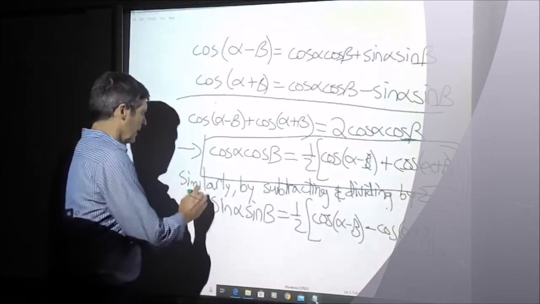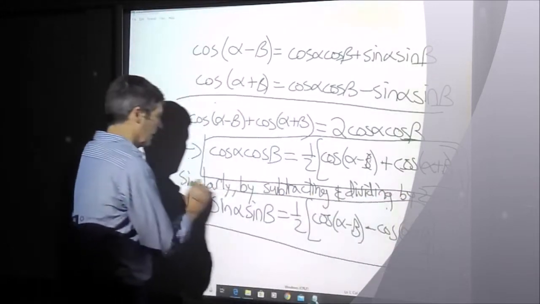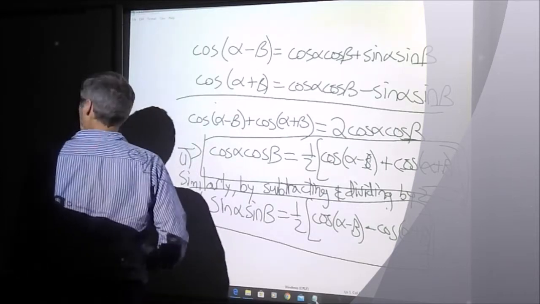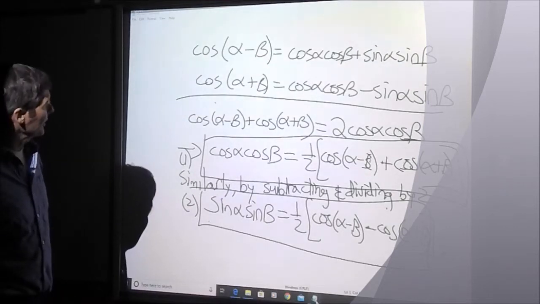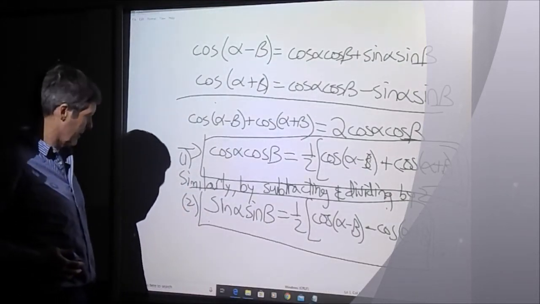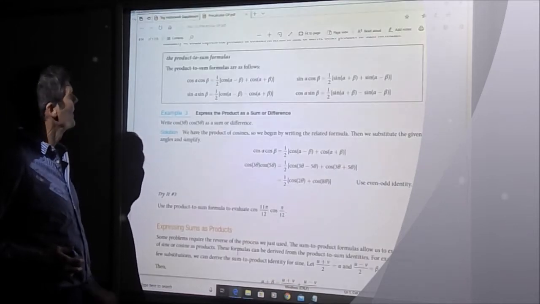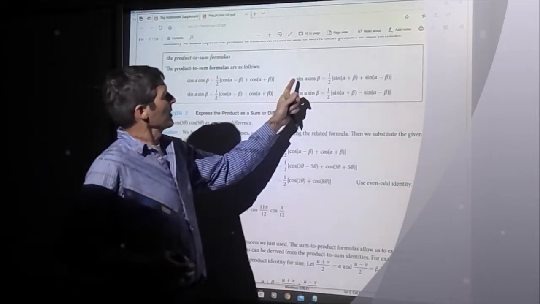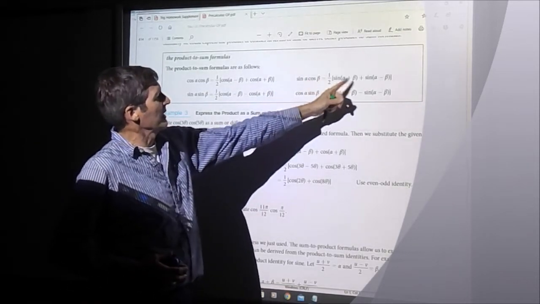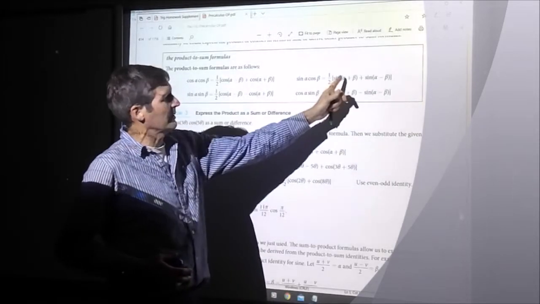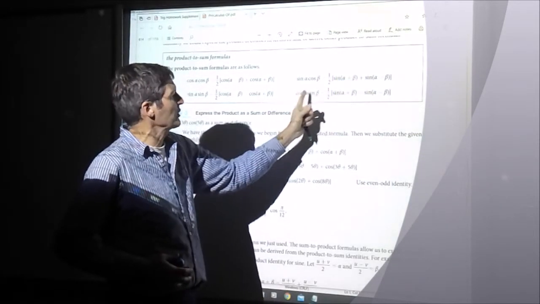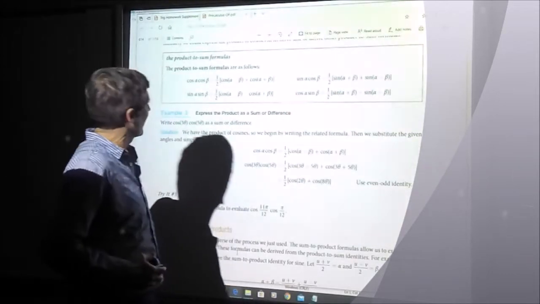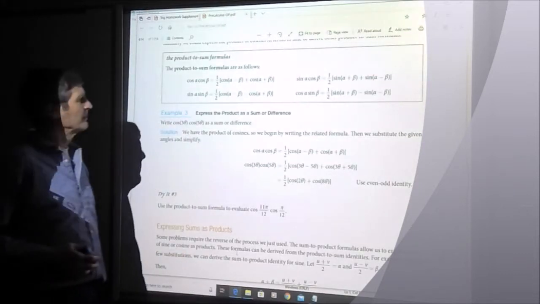This is another product to sum formula. So you got 1, 2, and then there's one more. Let me bring up the book's rendition of it. That's enough proofs for the moment. So these are the 2 we did. Similarly, sine alpha cosine beta is 1/2 sine alpha plus beta plus sine alpha minus beta, using the sum and difference formulas for sine, and then this one is essentially the same thing. You just reverse the sine and cosine. But we have 3 or 4 of these depending on how you think of them.